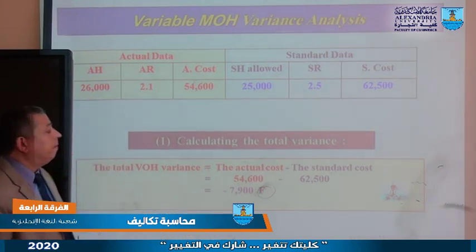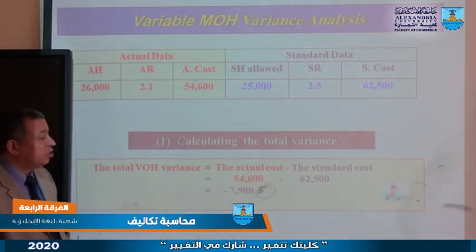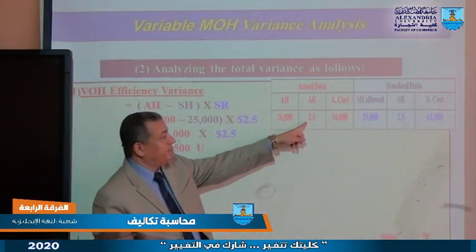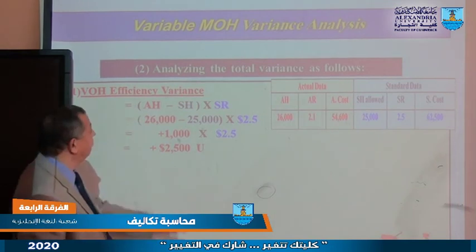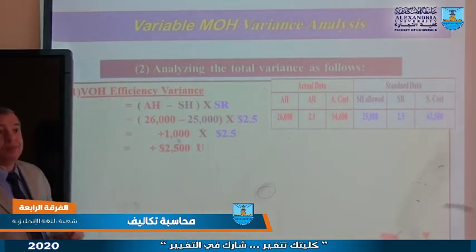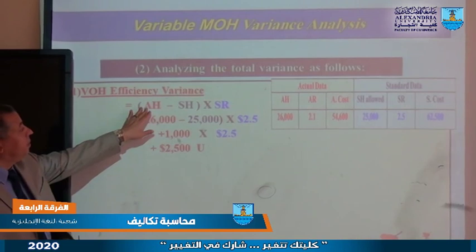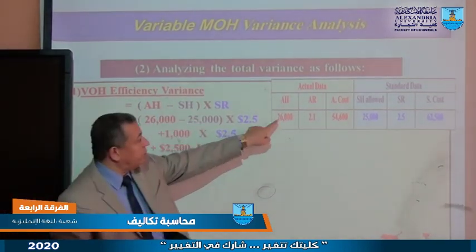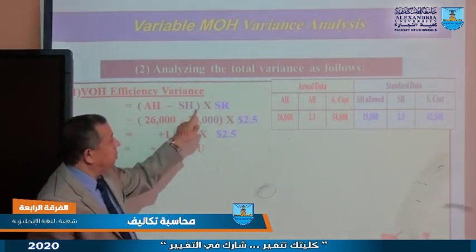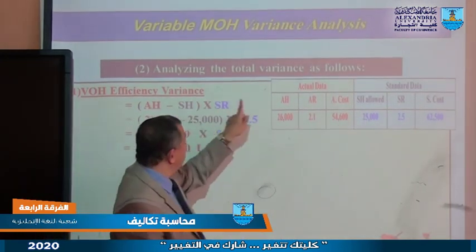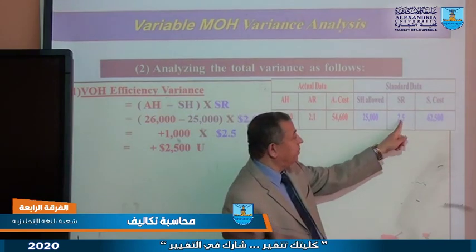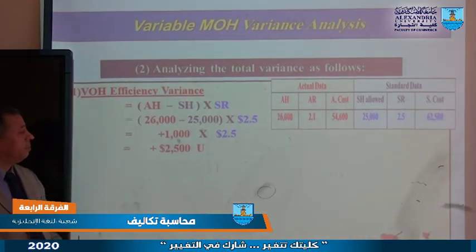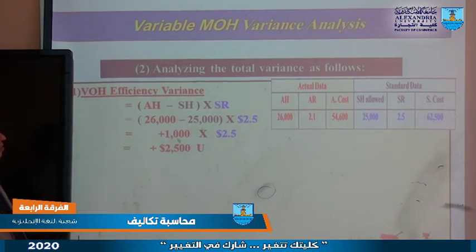Here I have a total variance 7,900 favorable. What are the reasons? 2 reasons. This is my table. What is the first one? Efficiency. What is the equation of efficiency? Actual hours minus standard hours times standard rate. Here I have positive, means unfavorable, 2,500.